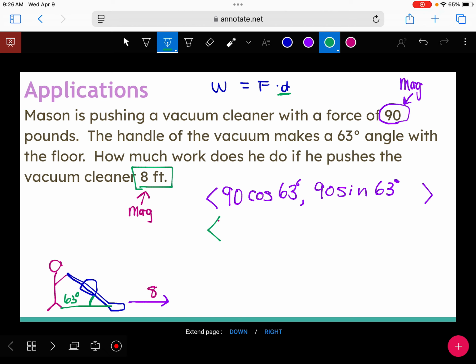I'm holding it at an angle. So if I hold my vacuum straight up, or if I drag it behind me, it's still moving at that angle of 0. It's just that I'm holding the vacuum differently. So its displacement is still moving at 0. Okay? So if we write this as a vector, we're going to have 8 cosine of 0, 8 sine of 0. So it kind of combines together the gross vectors with our dot product thing.